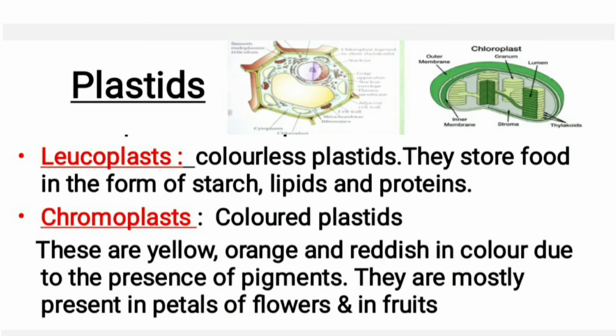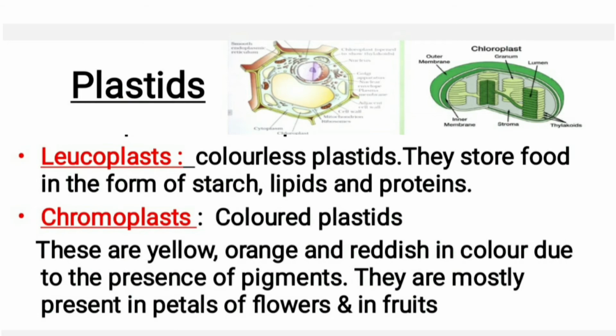Leucoplasts are colorless plastids. They have no pigment. Pigment means coloring substances. They store food in the form of starch, lipids and proteins. Cells of potato have loads of leucoplast in them. One of the examples of leucoplast is the potato.